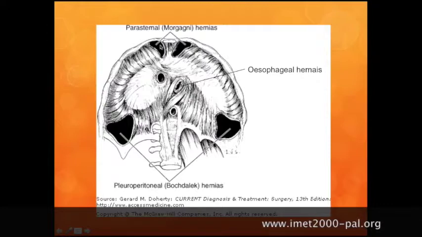So you can see here, this is the diaphragm looking from above. You have the Morgagni hernias, which tend to be parasternal. You have the esophageal hiatus and the foramen of Bochdalek, sorry, which is most commonly on the left, but can also be on the right.